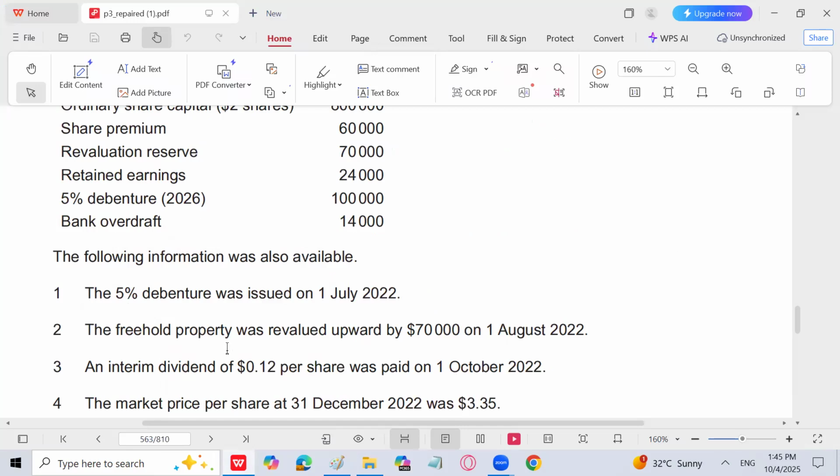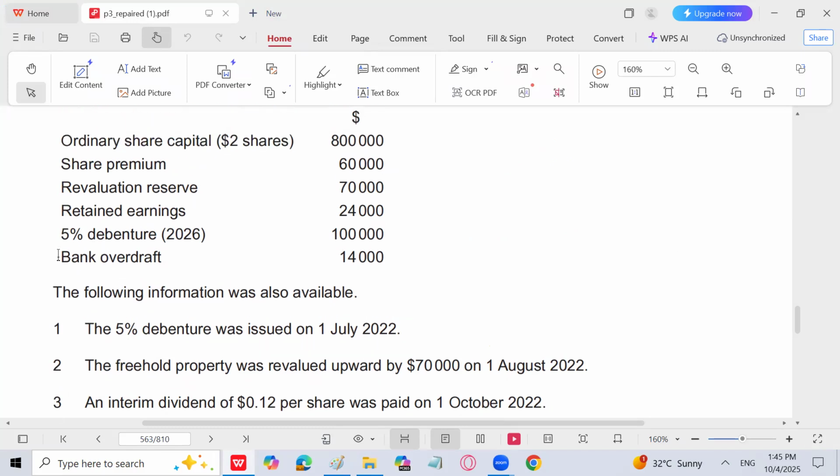Price earning ratio: market price per share is given, 3.35, divided by earning per share, which is profit for the year divided by number of ordinary shares. So let's calculate profit for the year first. If you just look at the question, retained earnings is given as 24,000 and it is clearly stated that interim dividend of 0.12 per share was paid on 1st October.